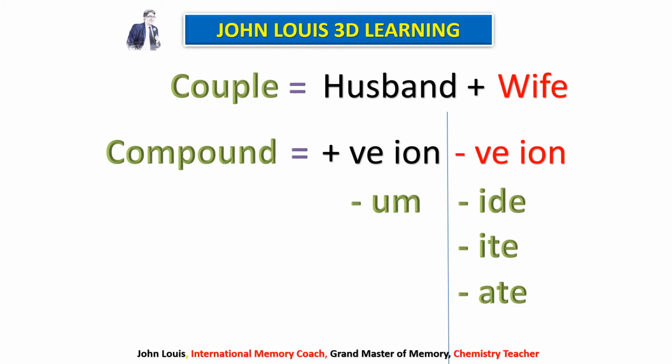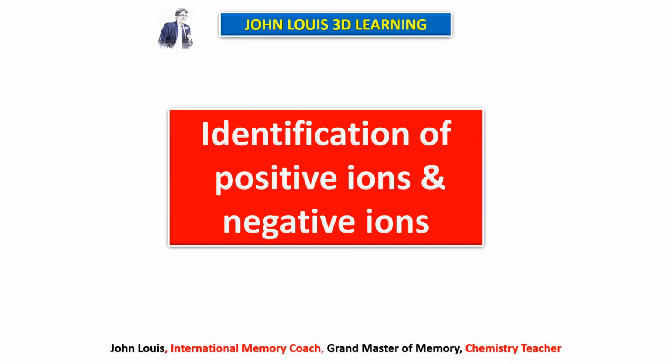So the simple way to identify whether it is positive ion or negative ion is look at the suffix. If it ends with ide, ite or ate, that is negative ion. If not, that is positive ion. Now let us try to identify whether the given ion is positive or negative just by looking at the names of the ions.